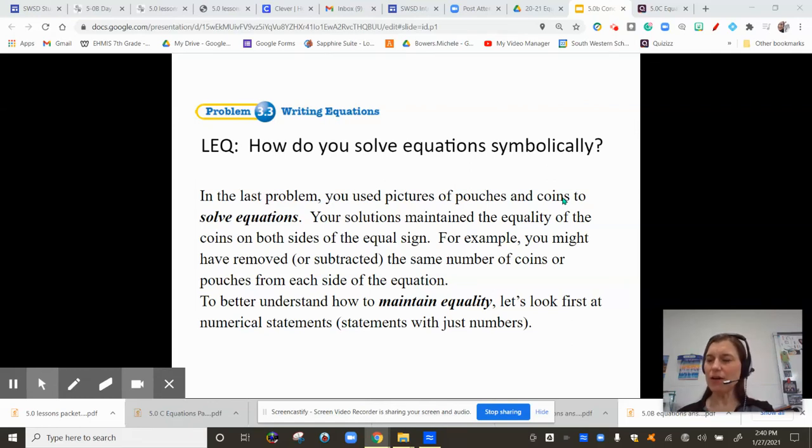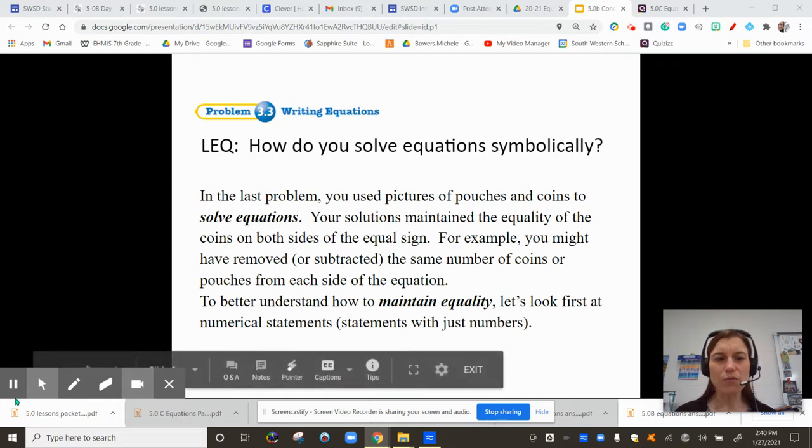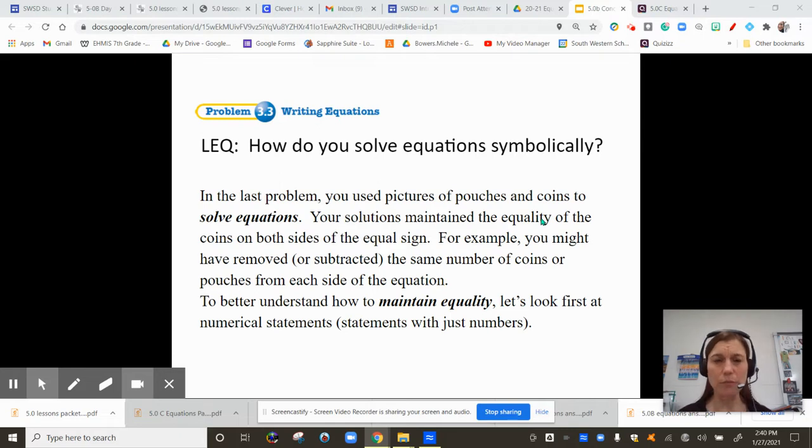Hi, we're going to talk about solving equations symbolically today, but we're going to first start by tying into what we did on the previous day when we were solving situations with pouches and coins and figuring out how much was in each side. The one thing that's really essential to solving equations or solving these bags and coins problems is to maintain equality. That's what this slide is all about, how important it is to maintain equality as we work through these problems.